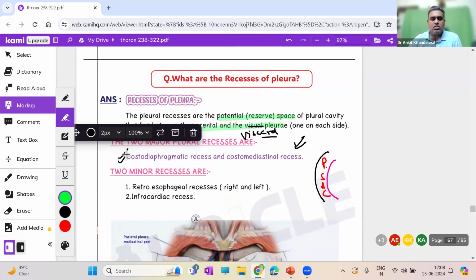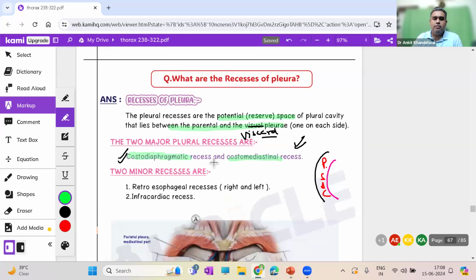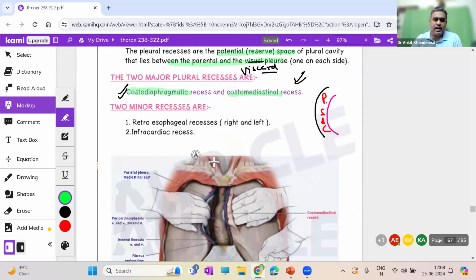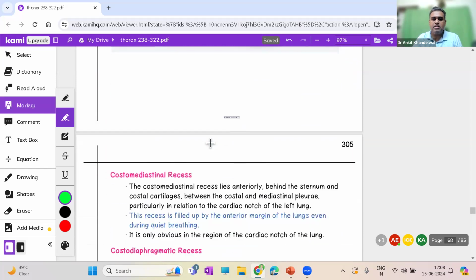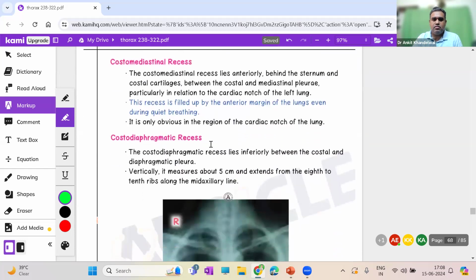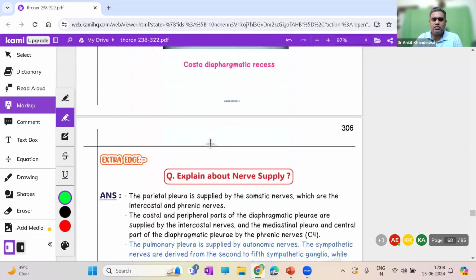The recess between the costal and diaphragmatic pleura will be known as the costodiaphragmatic recess, and the recess between the costal pleura and the mediastinum will be known as the costomediastinal recess. Minor recesses are some spaces behind the esophagus and below the heart, the retroesophageal and infracardial recesses. But remember the major recesses. These are the wordings of the costomediastinal and costodiaphragmatic recess.